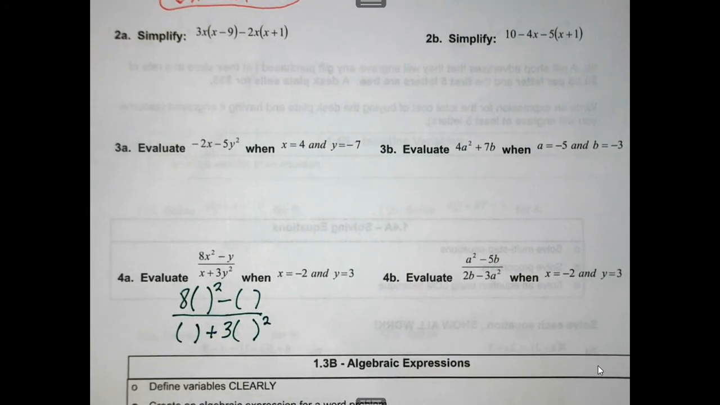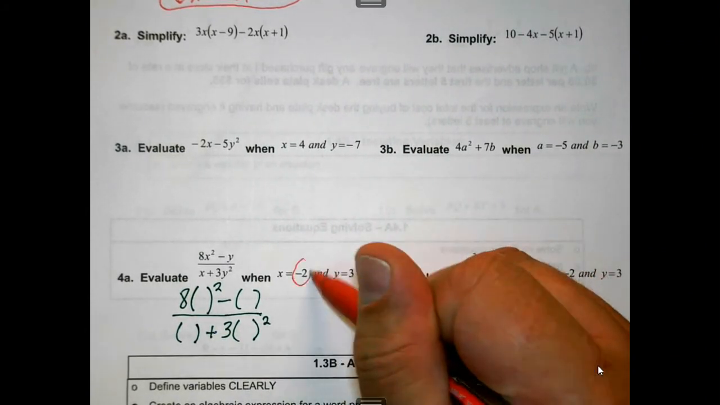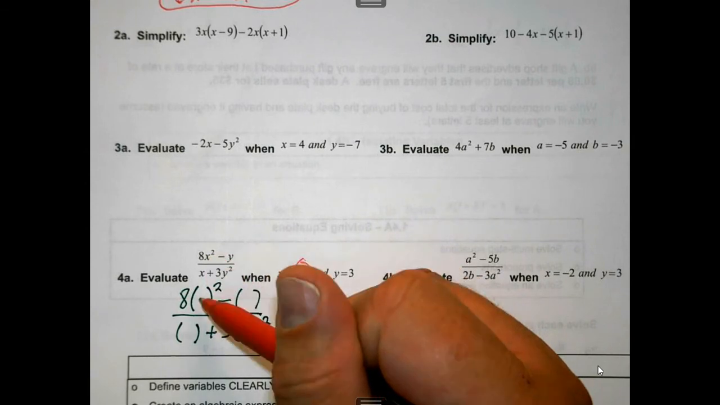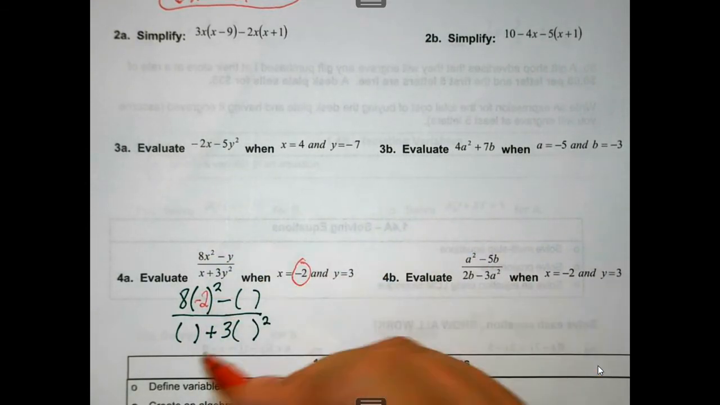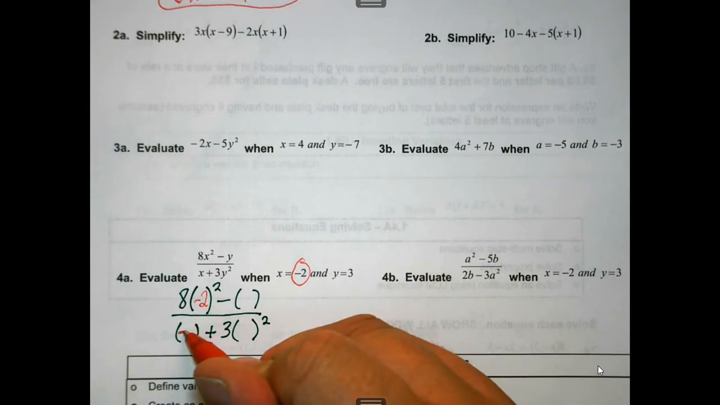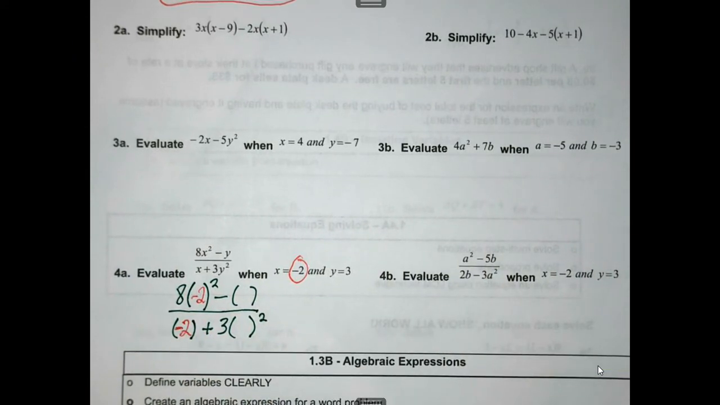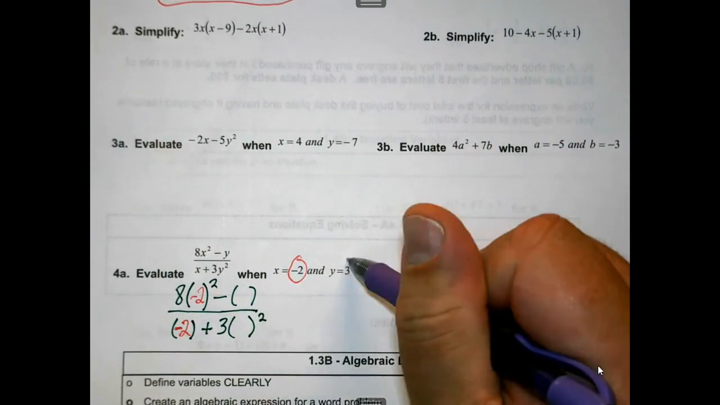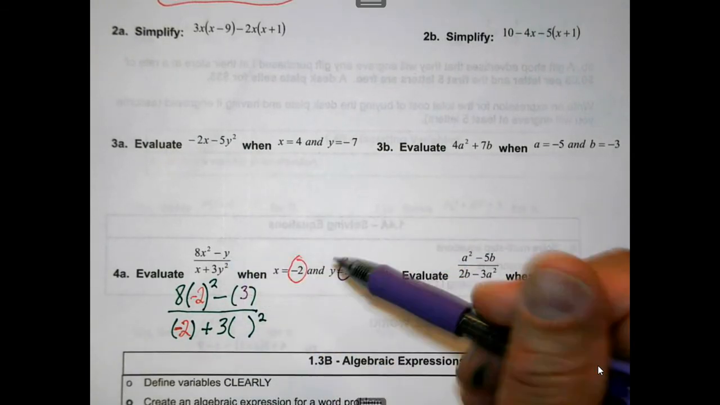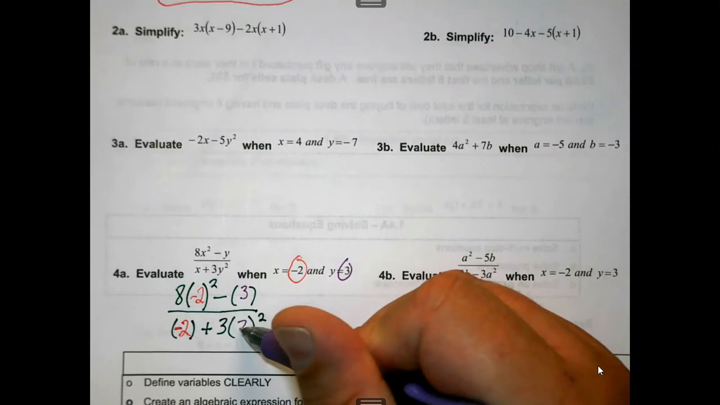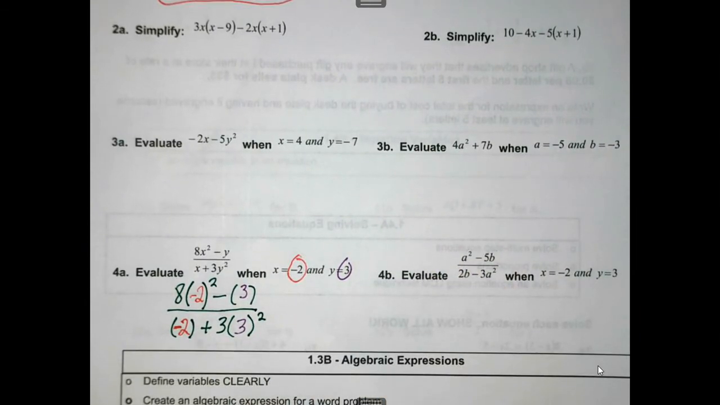So let's see, our x is negative 2. So wherever my x is, here's an x, and here's an x. So that's negative 2. And my y is 3. So here's a y, 3. Here's a y, 3. Now, you can go ahead and do this manually.